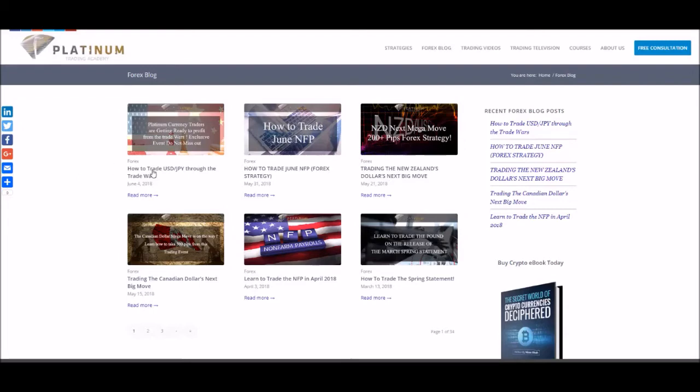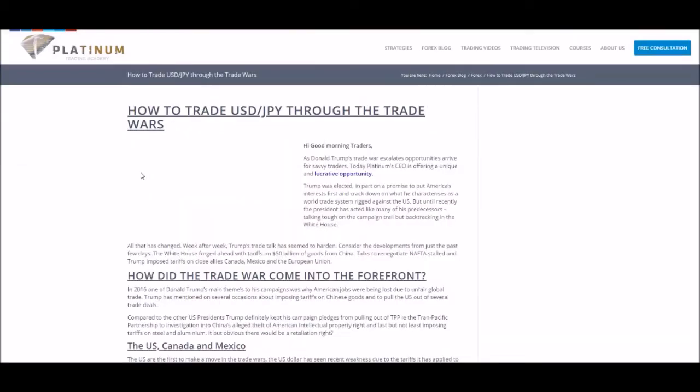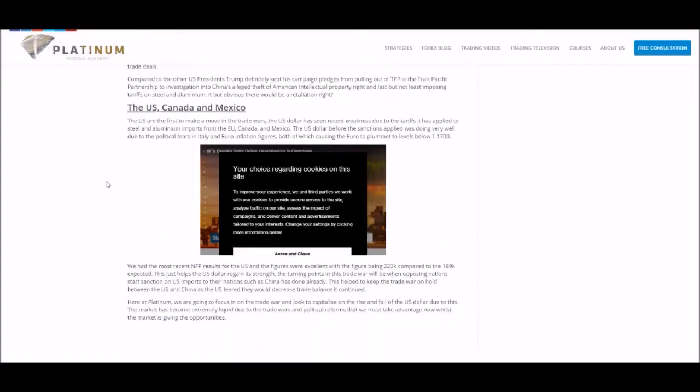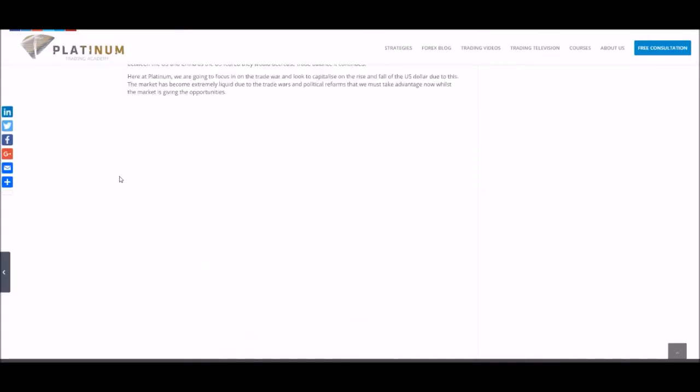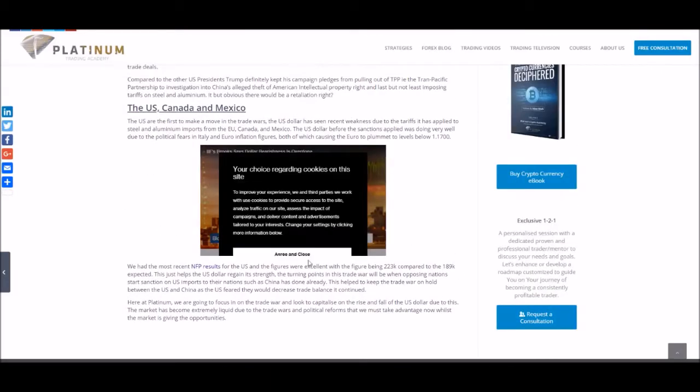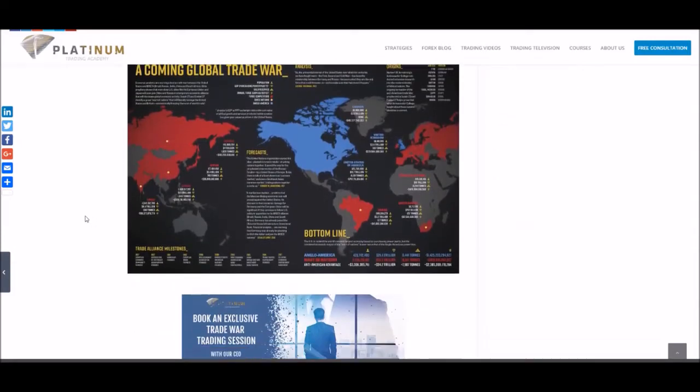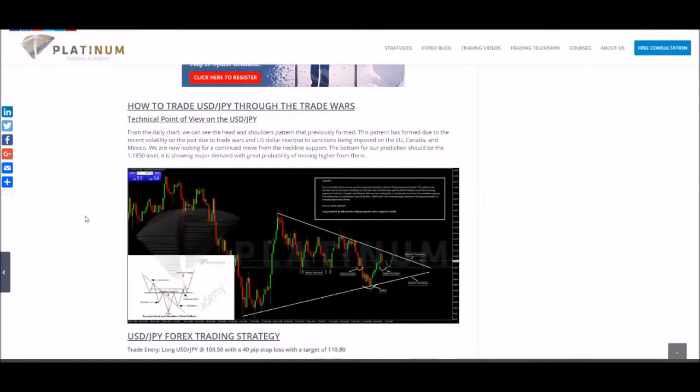So for example, if we go to a particular blog article, how to trade the dollar yen through the trade wars. All of you would have heard about what's happening with the trade wars. So you can scroll on down, and what that will essentially provide you with is in-depth analysis on the actual pairs themselves.